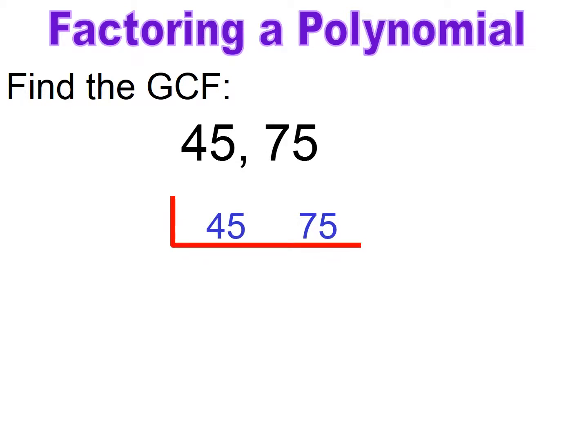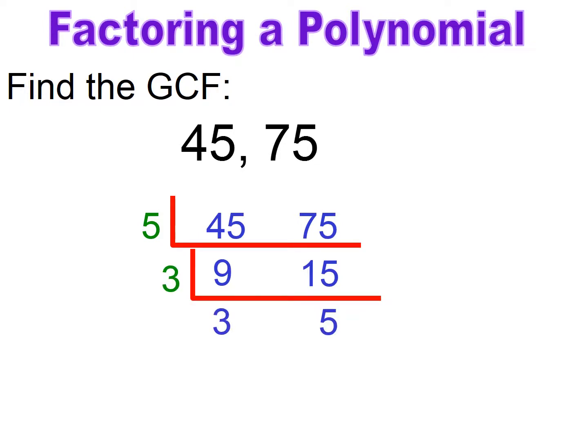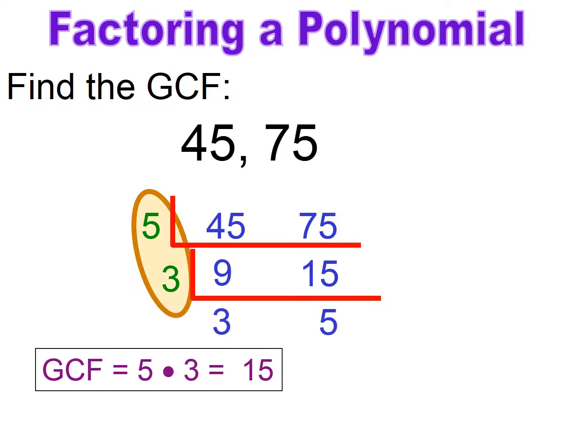So again, you can use the ladder method here, or if you just know it, that's great. I'm dividing out the common factor of 5. I get 9 and 15, and then I divide out the common factor of 3, and I get 3 and 5. They no longer have common factors, so the numbers multiplied on the side will be my GCF. So in this case, my GCF for 45 and 75 is 15.